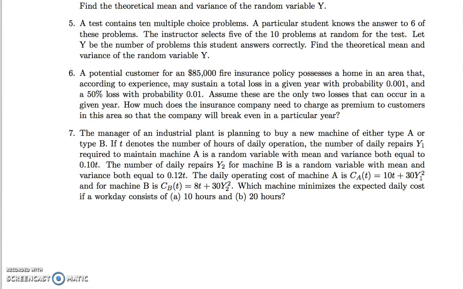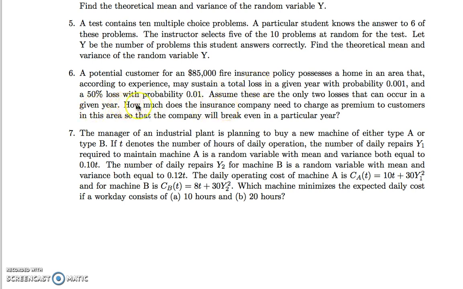So we've got a total loss in a given year with a probability of 1/1000th and a 50% loss with a probability of 1/100th. And those are the only two options that can occur, right? Other than no loss at all, right? So we've got three possibilities: no loss, a 50% loss, or a total loss. Again, that's pretty contrived.